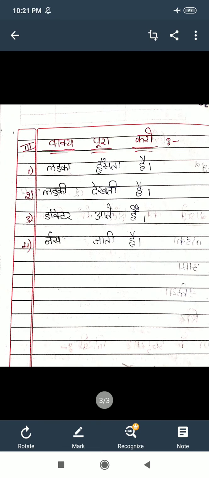Dash, hansta hai. Ladka, hansta hai. Dash, dekhti hai. Ladaki, dekhti hai. Dash, aate hai. Doctor, aate hai. Dash, jati hai. Nurse, jati hai. So these are all the questions in lesson number 5.